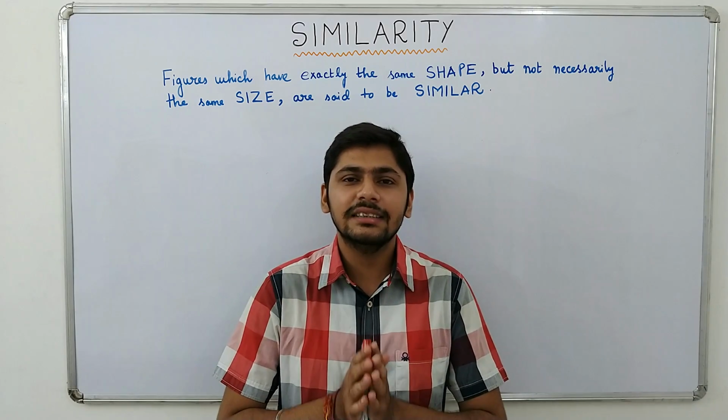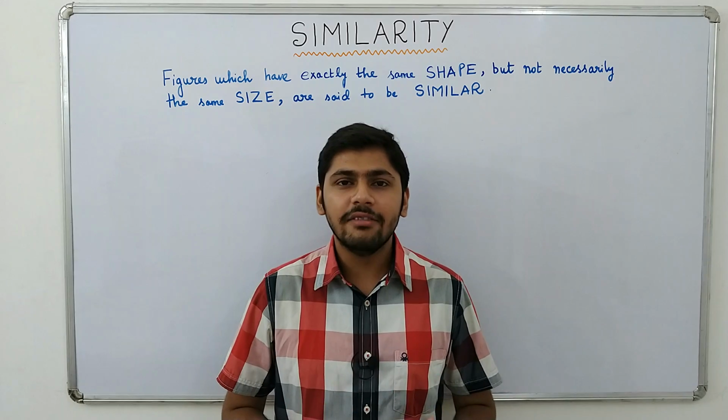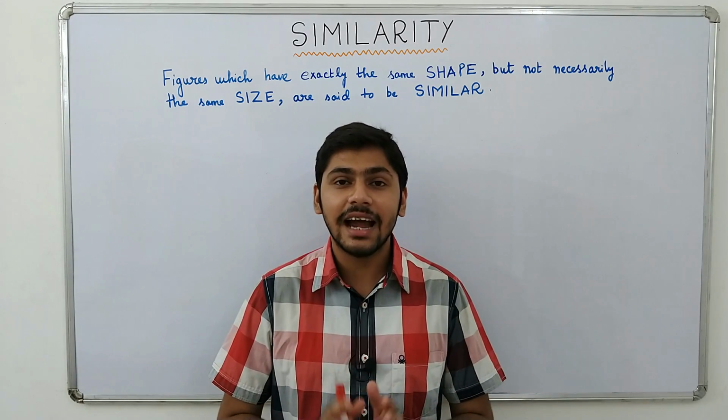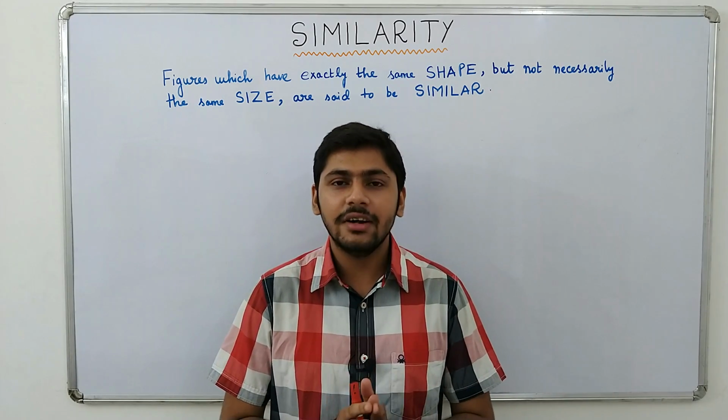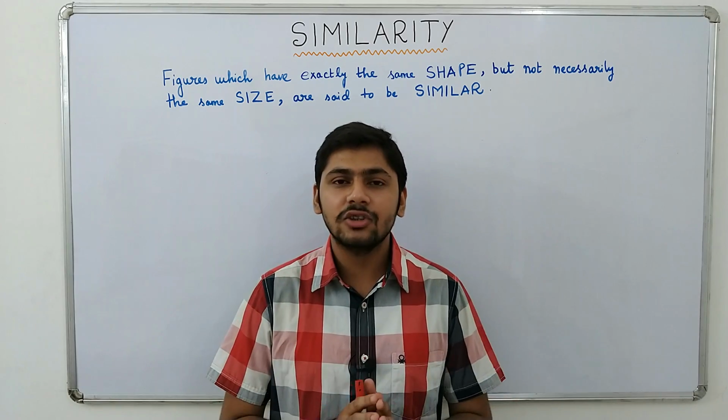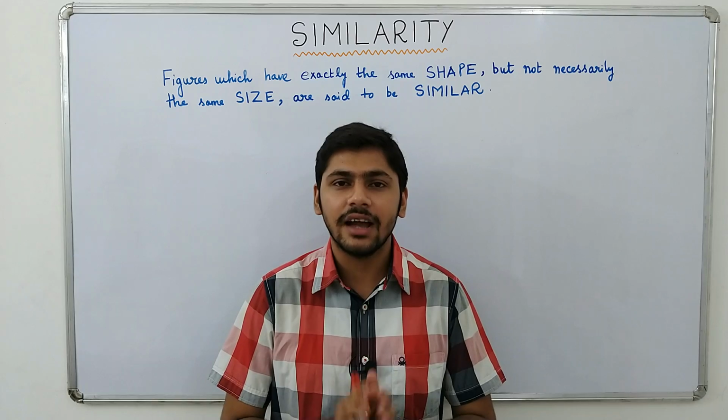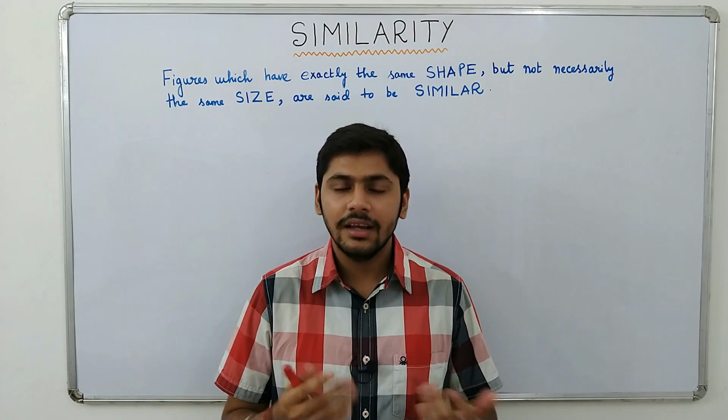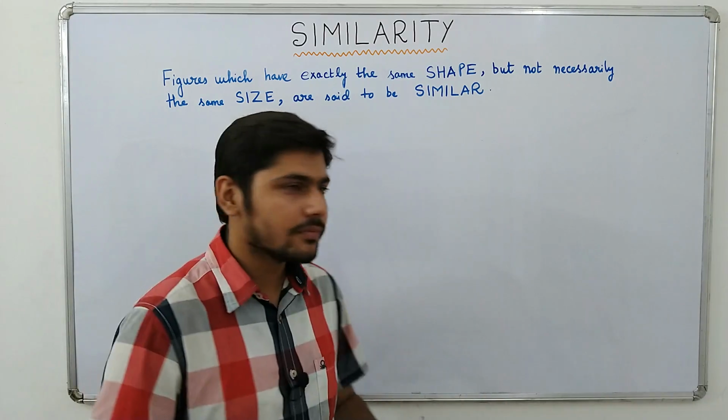Now similarity is a part of geometry where we deal with figures which have exactly the same shape. We don't care about the sizes as long as the shapes of the figures are exactly the same. Let me give you a few examples.